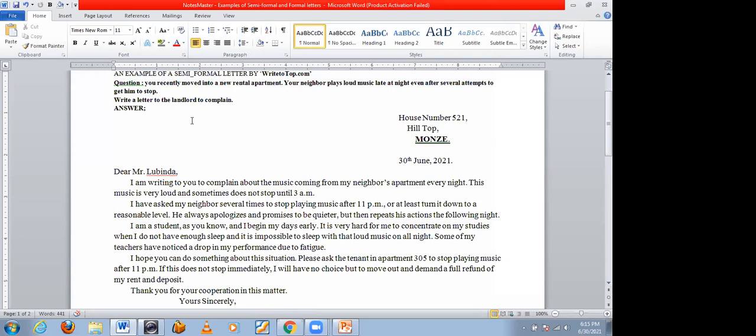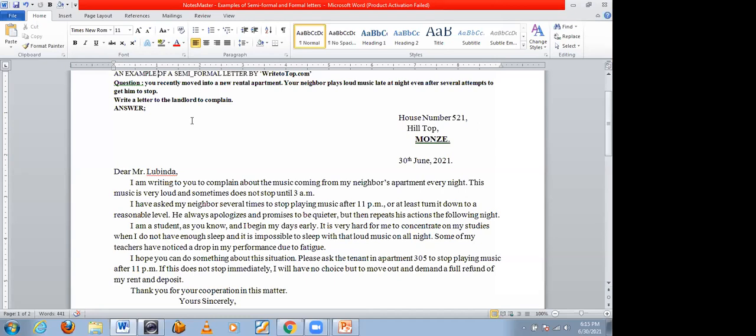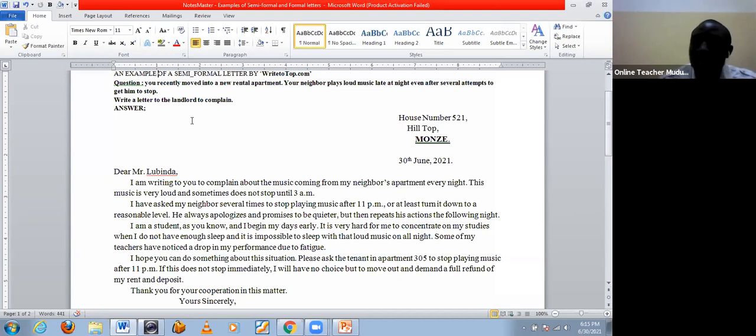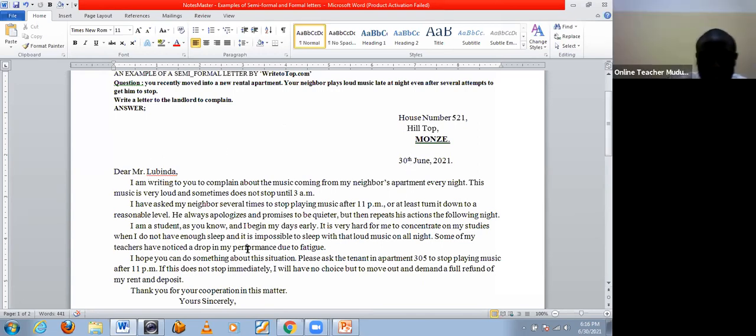So you're writing to the landlord. You know the landlord and the landlord knows you. Probably you meet every day, you greet in the morning, but you are not friends. And therefore, when writing to him, you're going to write a semi-formal letter. So it has the features we have talked about already. The address is here. The date is there. Salutation. And then look at the content of the letter.